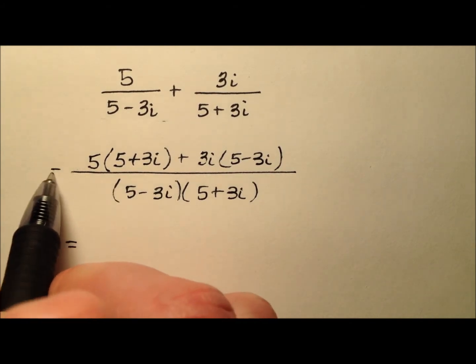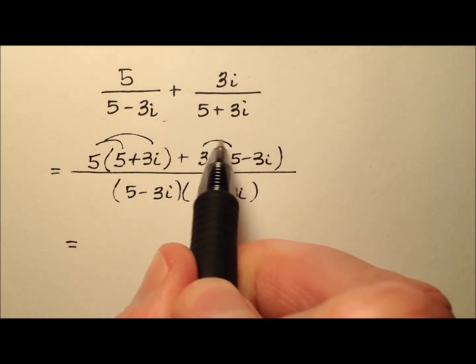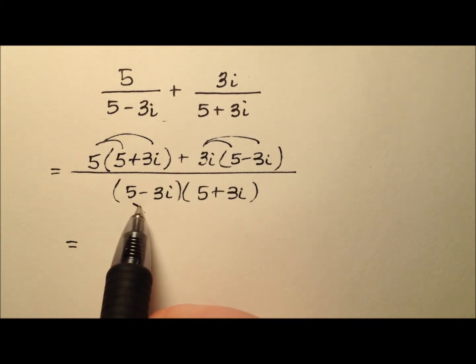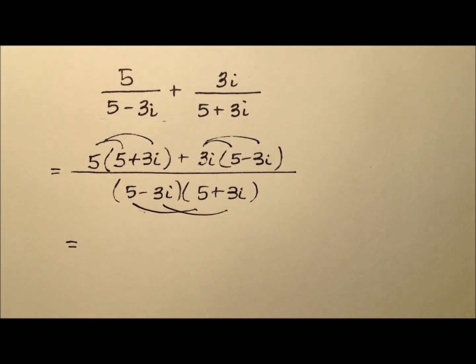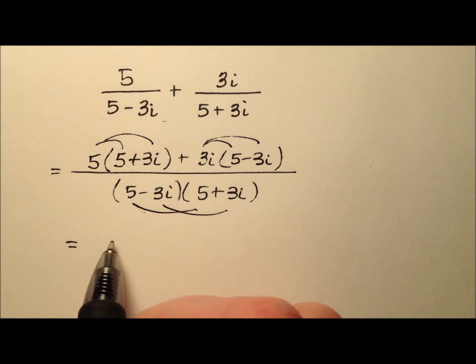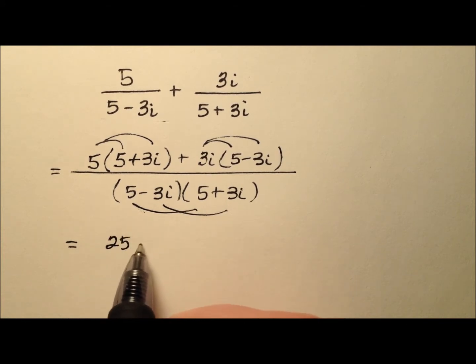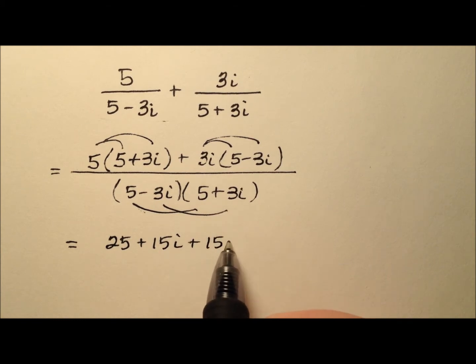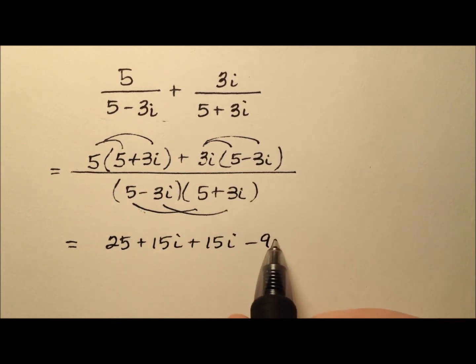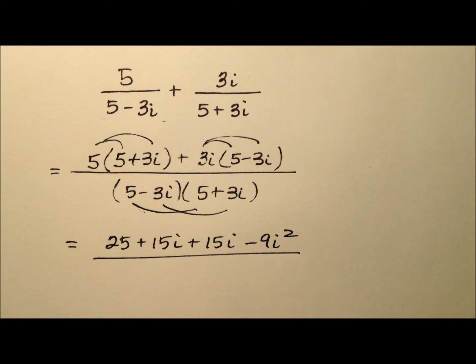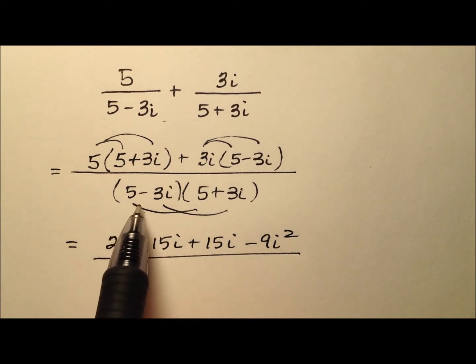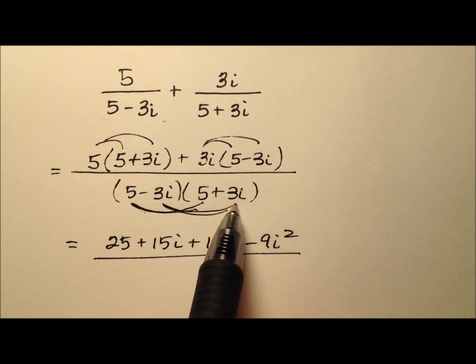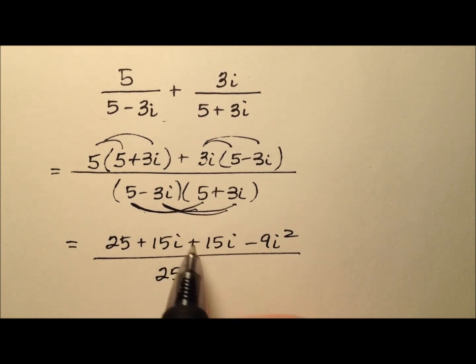Okay, so here's what we have so far. Let's go ahead and do our distribution in our numerator, and then we'll work the multiplication in our denominator and see what we have. So for our numerator, we have 25 plus 15i plus 15i minus 9i squared. And that's all over, and again, since these are complex conjugates, I only need to multiply the firsts and the lasts. So 25 minus 9i squared.